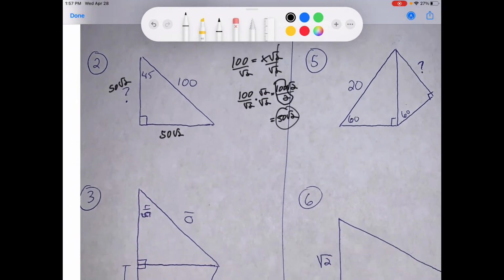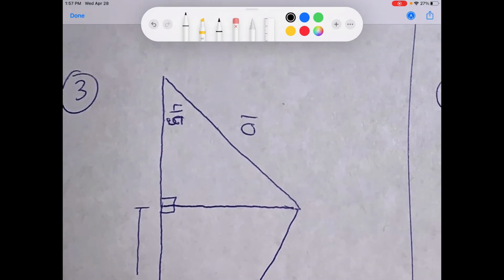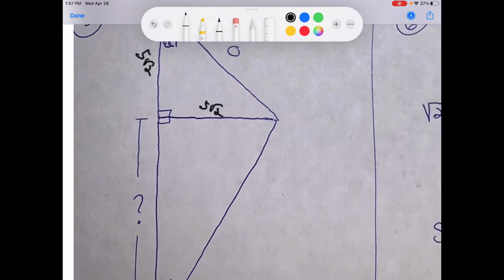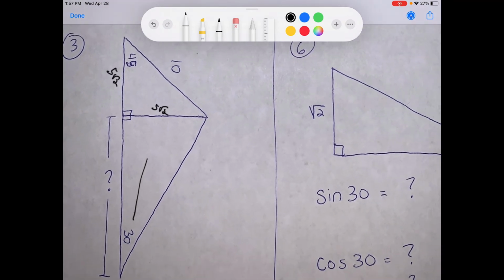All right, number 3. Okay, remember 45, 45, 90. Your hypotenuse is an even number, it's 10. The legs will be half of that times root 2, so 5 root 2, 5 root 2. And now 5 root 2 is the short side of my 30, 60, 90. Well, my hypotenuse is double that, so that's 10 root 2. But this other side that it wants is my short side times root 3, so that gives me 5 root 6.